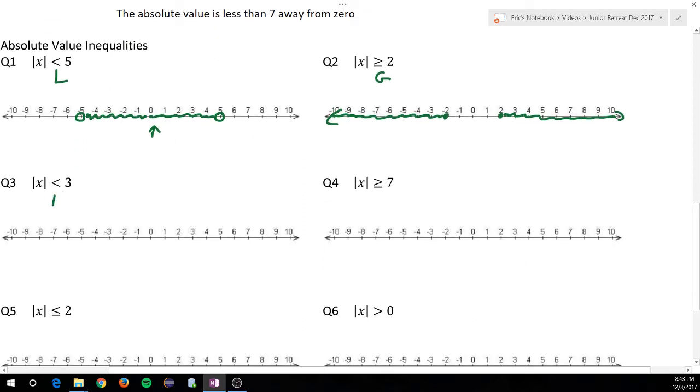Just like the previous example, we got less. So I'm going to put open circle here, open circle there, and I have to be less than 3 away from 0. So 2 and 1 are good, but you know what would not be good is 10. Again, we've got greater than, and I'm going to be using some filled in circles. So filled in at 7, filled in at -7, going this way, and going this way.